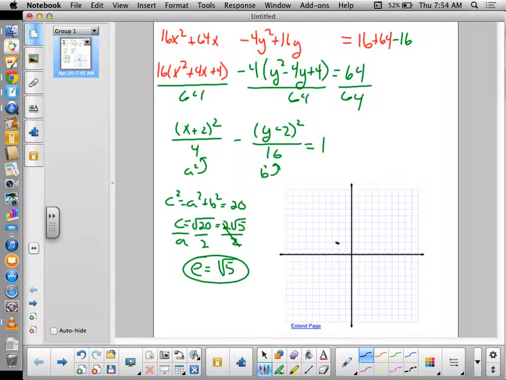All right, so there's my center at negative 2, 2. My major axis is 2 units each way from that, so my vertices are there at 0, 2 and negative 4, 2. Those are my vertices. That's my transverse axis because it's horizontal with the x. My conjugate axis is vertical and 4 units each way from the center. So 1, 2, 3, 4. Okay, so there's my box.